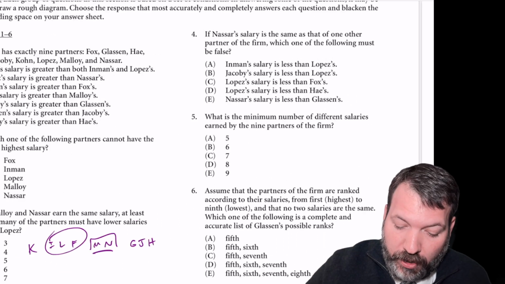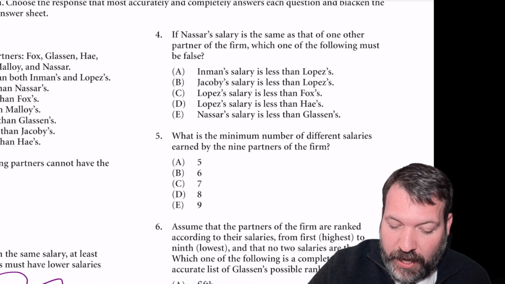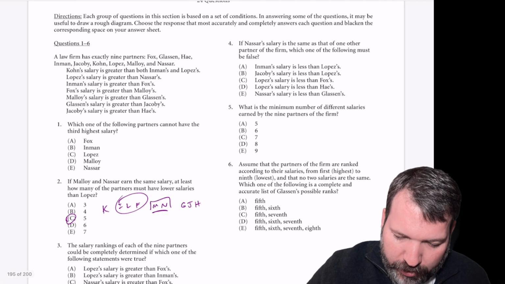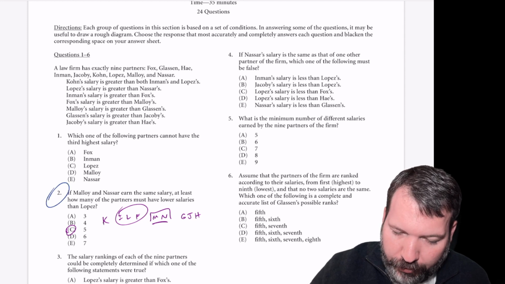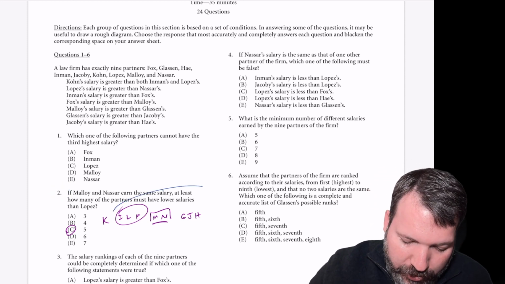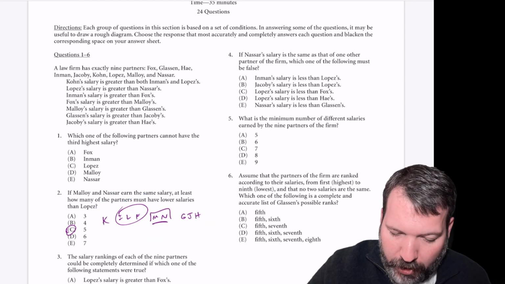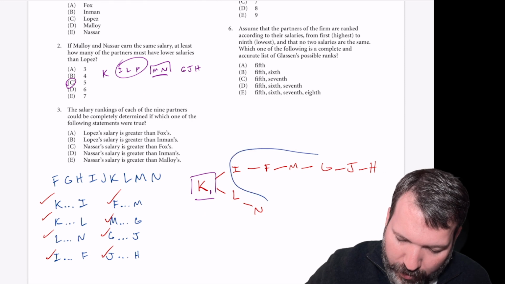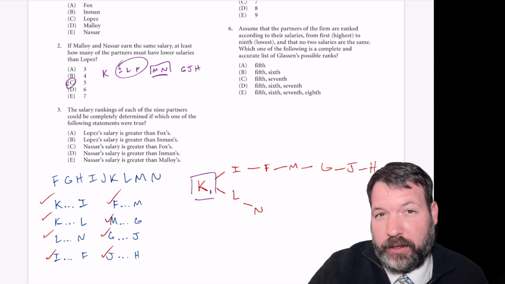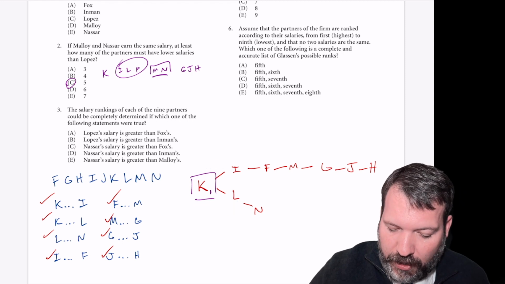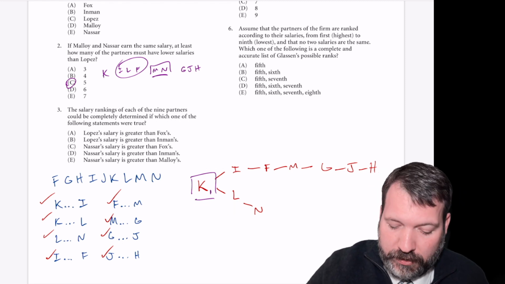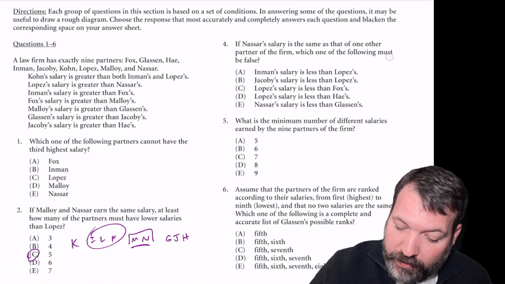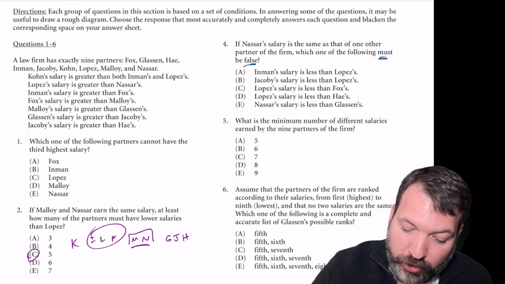All right, moving on to number 4. If N's salary is the same as that of one other partner of the firm, which one of the following must be false? A couple interesting things about this question. First of all, that's what happened on number 2, right? M and N were supposed to have the same salary. So I should be able to refer to this diagram for number 4. And then the other thing to say, N can be the same as everyone other than L and K in this case. And so I'm thinking probably this answer is going to end up having something to do with either K or L, because they have to have a salary greater than N, but N can be equal to anybody else on the list. Finally, this is a must be false, so anything that could be true, I actually want to eliminate.